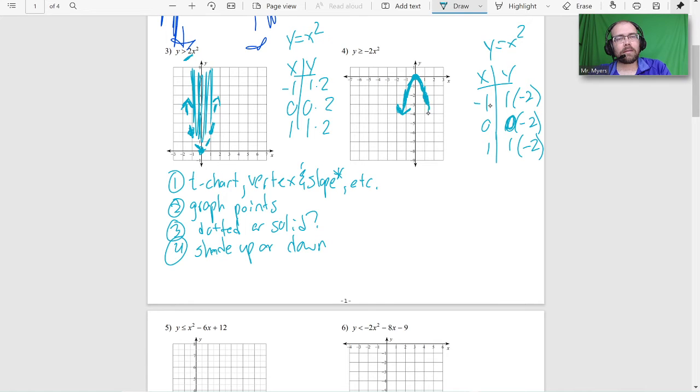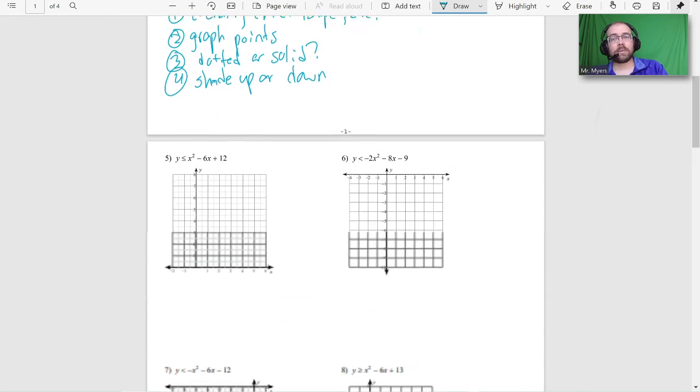All right. And there we go. Oh, and it was solid. I actually forgot to check whether it was solid or dotted. I just happened to make a solid line. But it should have been a solid line, so I don't need to fix it. Good. And then it's greater than, so it shades up. Shade up. And that's how you do it.